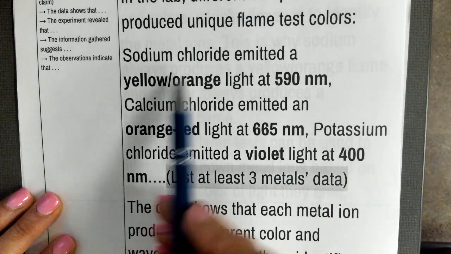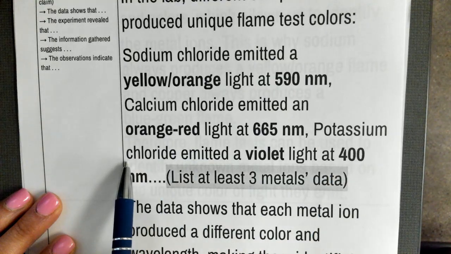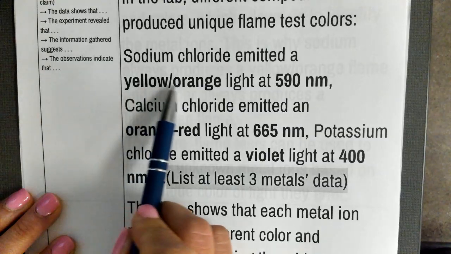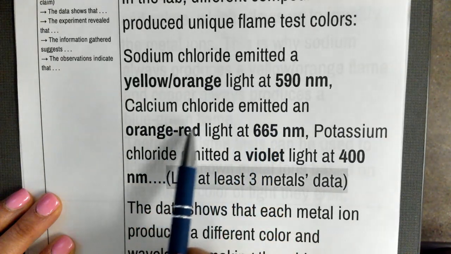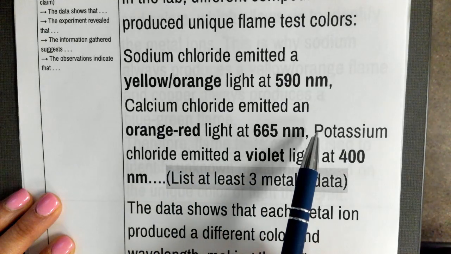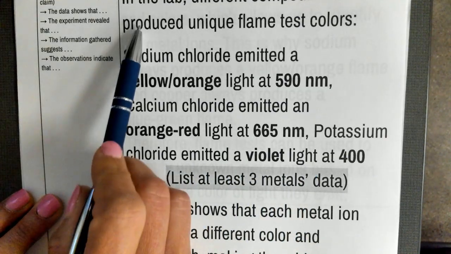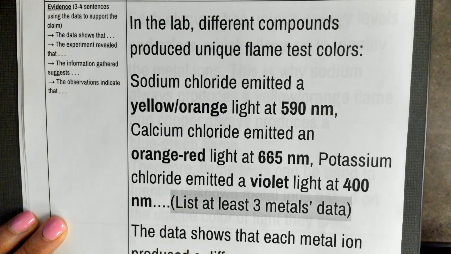So I'm using sodium chloride, calcium chloride, and potassium chloride. You can choose 3 others if you like. I'm listing the color that I saw and the wavelength for each of those 3 that I'm picking. Okay, so right now I've already used 2 sentences, and I'm looking for at least 3 to 4.